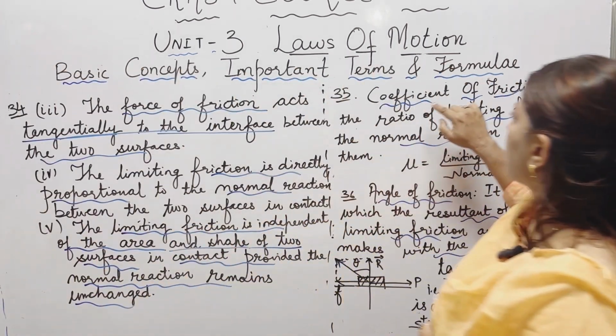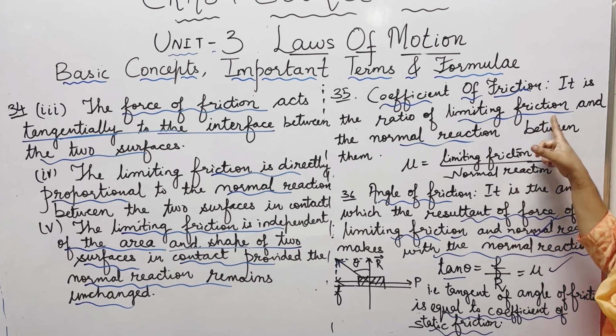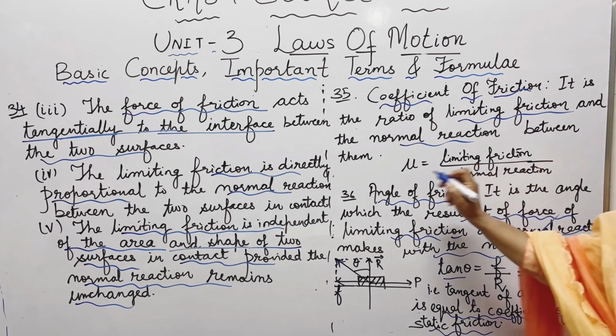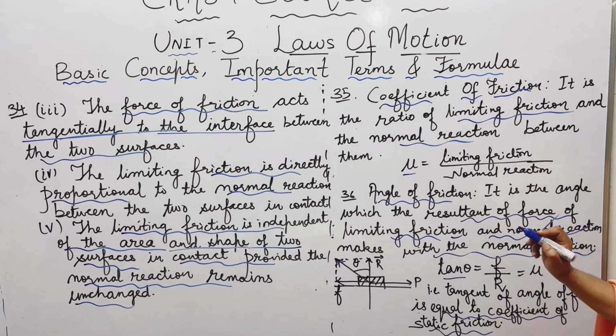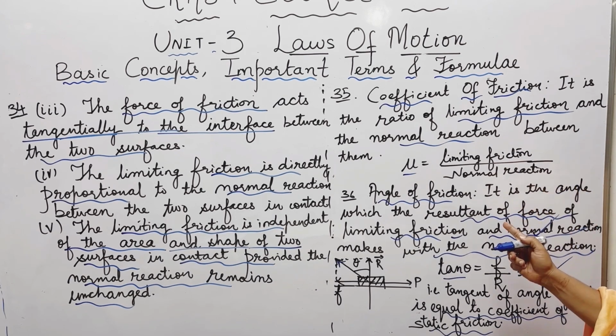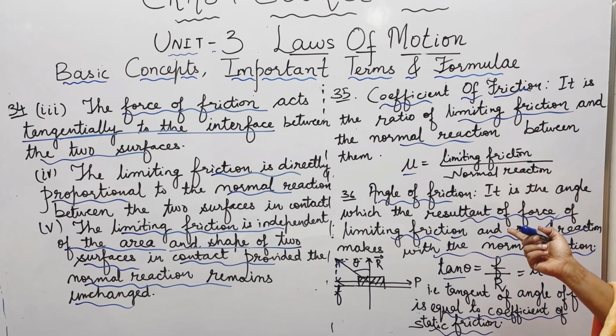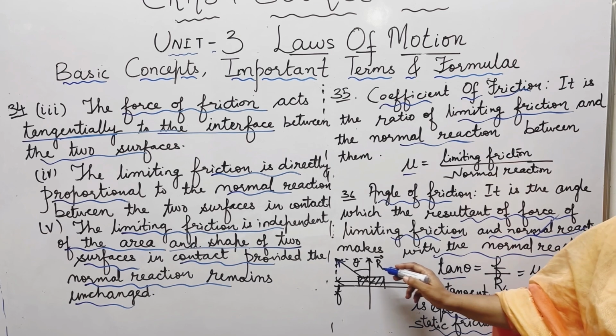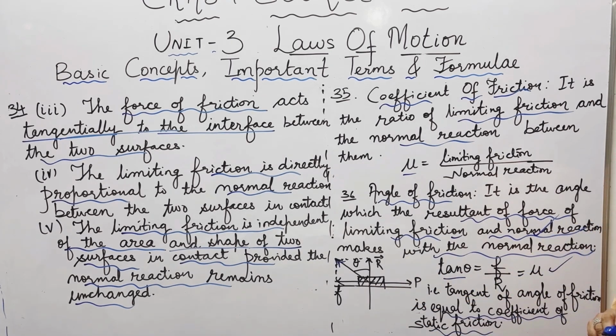The 35th point is about the coefficient of friction. It is the ratio of limiting friction to the normal reaction, denoted by mu. Angle of friction: it is the angle between the resultant of the normal reaction and the limiting friction, and the normal reaction. Here R is the normal reaction and F is the limiting force. From the figure we have tan theta equal to limiting friction upon normal reaction, which is equal to mu. Now it is concluded that tan of the angle of friction is equal to the coefficient of static friction.